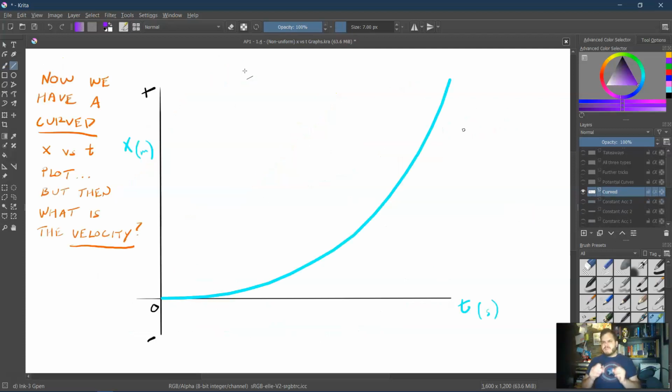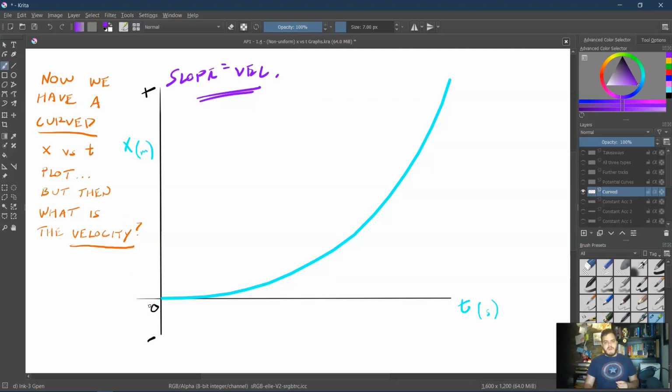So I mentioned this just a second ago, but let's look at this curved graph in a little more detail, because remember, the slope of an x versus t graph gives us the velocity. But we no longer have a constant slope here because it's accelerating. The velocity is not constant. So therefore, we now have this curved x versus t plot, but then, well, if the slope's the velocity and it's not constant, well then how can I find the velocity here? This is where we start getting to that idea of instantaneous velocity.